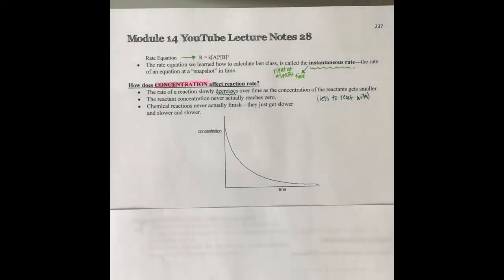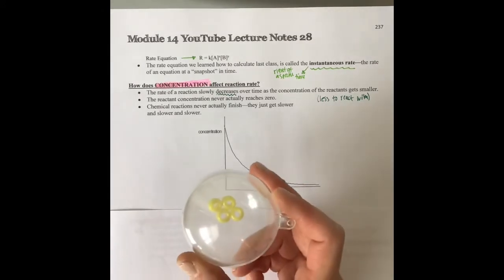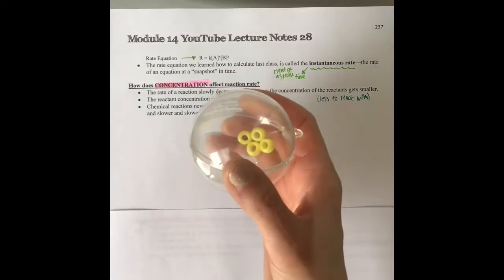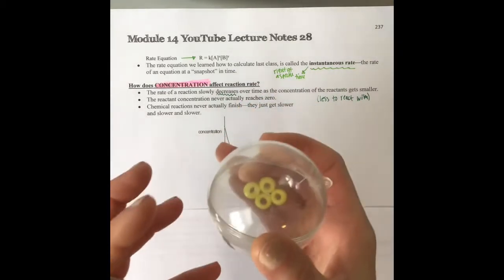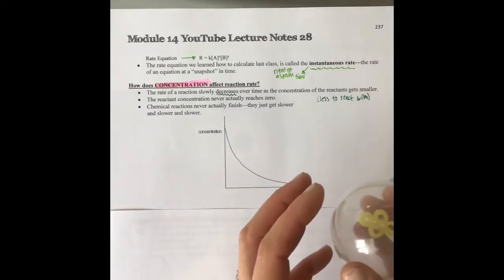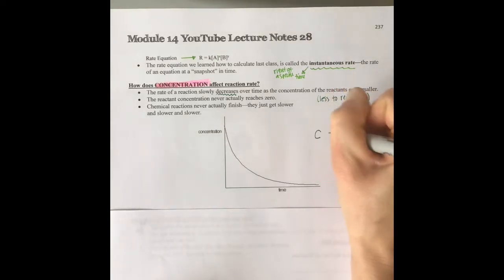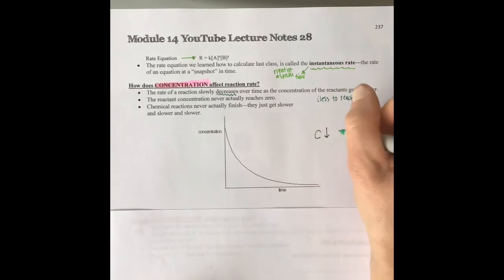Okay, remember, thinking about this in terms of collisions is always really important. If my container was full of beads in the beginning, there's going to be lots of reactions happening. It's going to happen really fast. But as we get towards the end of this reaction, there's less to react with, so less collisions are going to happen. So we can write out here to the side that as the concentration goes down, the rate of reaction goes down as well.